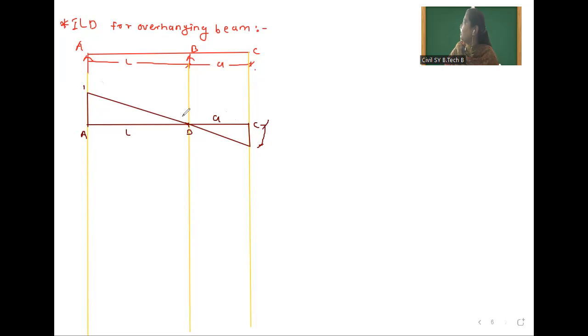Now here we will apply the similar triangle rule. So for L distance the value is 1. So for a distance the value is y, we will assume. So y is equal to a divided by L. So here the value is a by L.